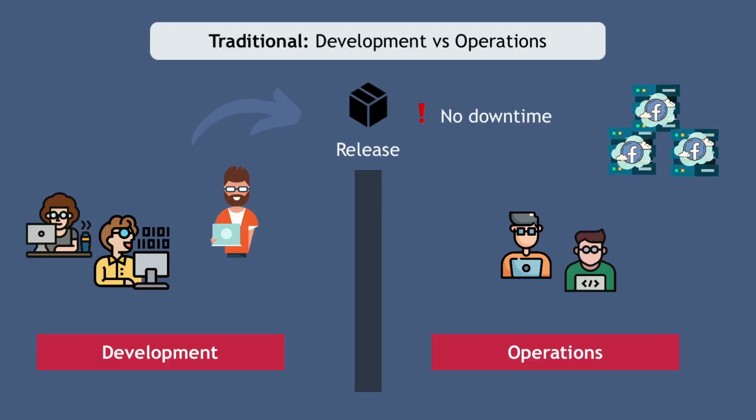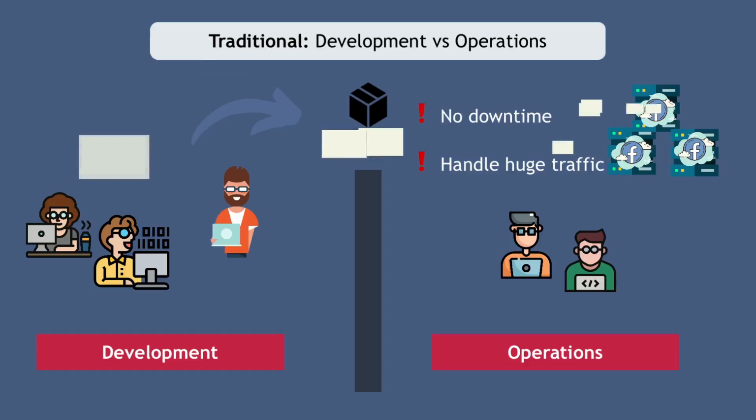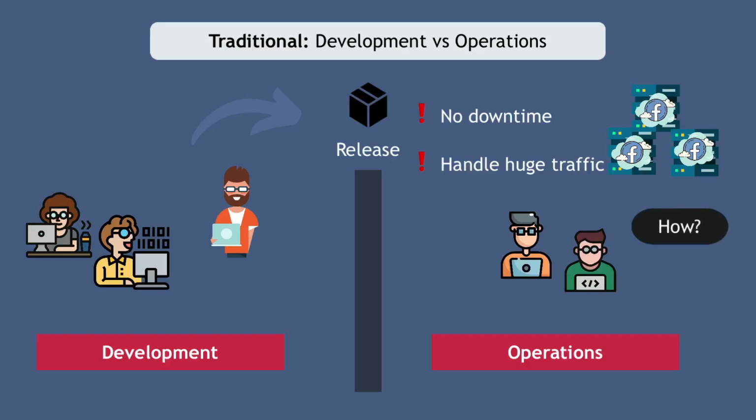Another thing that the operations team has to make sure of is that the application is able to handle millions and millions of requests. In case of Facebook, of course, there are loads of users using the application every day, so the application has to handle that traffic. And again, the operations team is responsible for that. How does all this happen? How do they make sure that the application has no downtime, is load resistant and keeps running even if millions of people access it at the same time?